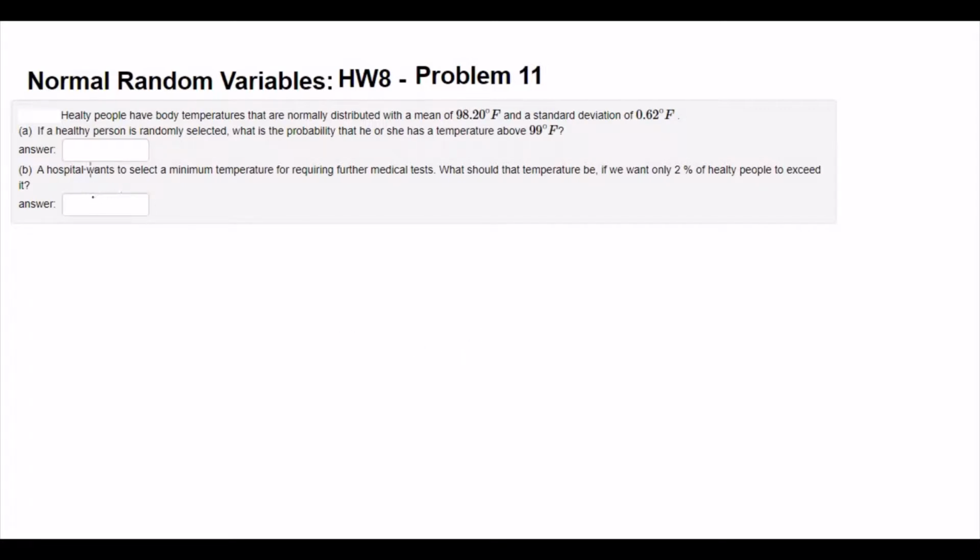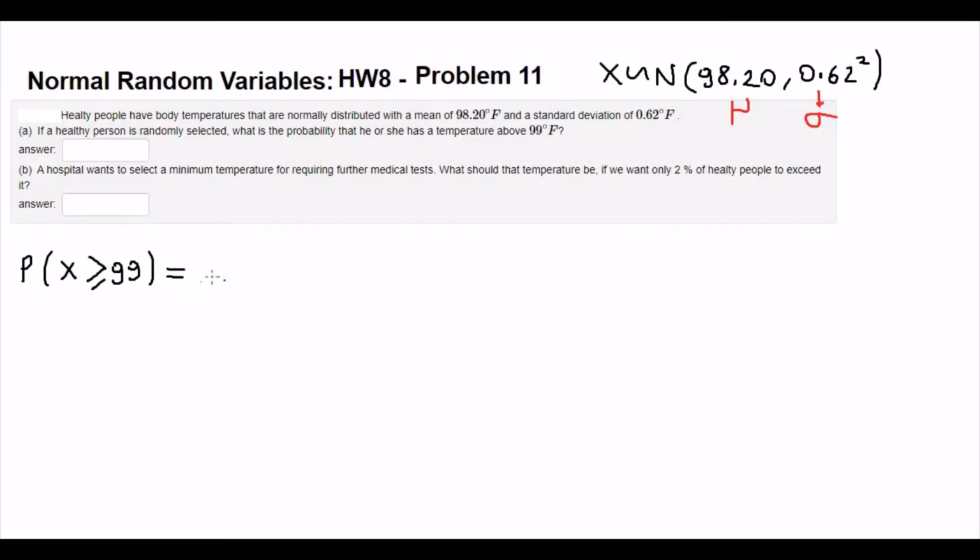Problem number 11. Healthy people have body temperatures that are normally distributed with a mean of 98.20 Fahrenheit and standard deviation of 0.62 Fahrenheit. So we have X being normal with the parameters 98.20, comma, 0.62 squared. Again, here 98.20 is our mu and 0.62 is our standard deviation sigma. If a healthy person is randomly selected, what is the probability that he or she has a temperature above 99 Fahrenheit? So probability-wise, that means the probability that X is greater than or equal to 99, which is 1 minus the probability that X is less than or equal to 99.